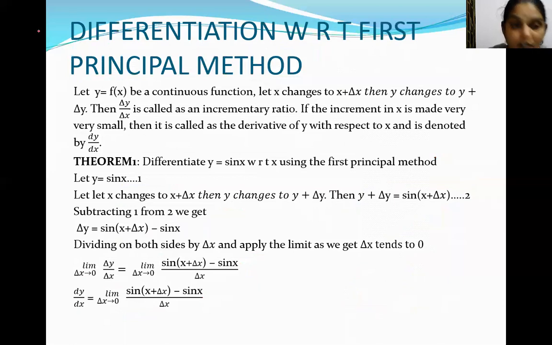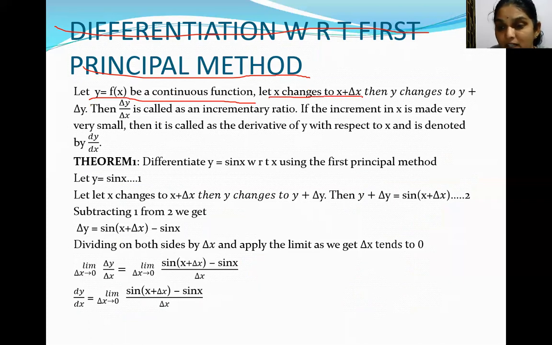You have seen differentiation by the first principle method. So how do you define that? Let y is equal to f of x be a continuous function. Let x change to x plus delta x. Then y changes to y plus delta y. Then that ratio, change in y to change in x, we denote as delta y by delta x. It is called an incrementary ratio.